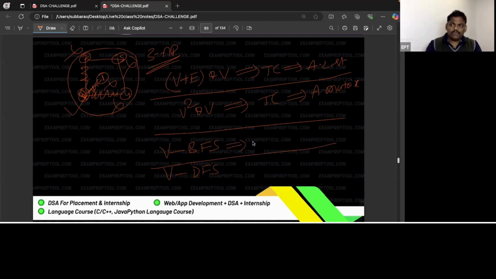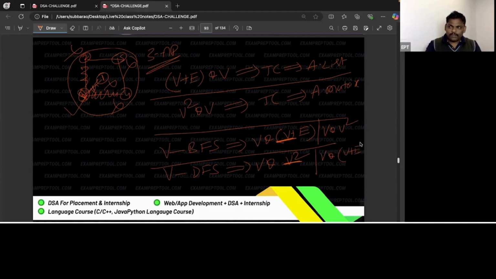So V times BFS, right? V into, if it is a list, the first one; if it is a matrix, the second one. This is also the same story. V times of BFS or DFS. So V times of DFS, V times of BFS. If list, V plus E will come. If the matrix, V square will come. Other than this, nothing. So everywhere two choices: V into V square or V into V plus E.